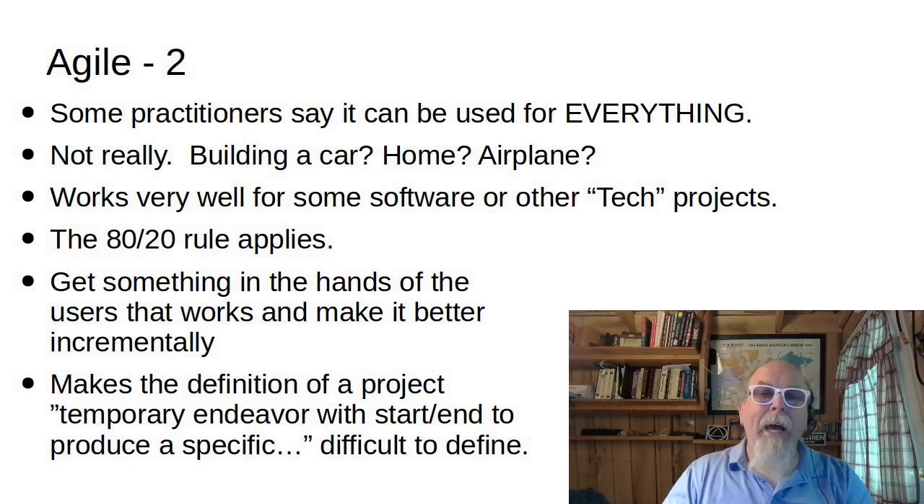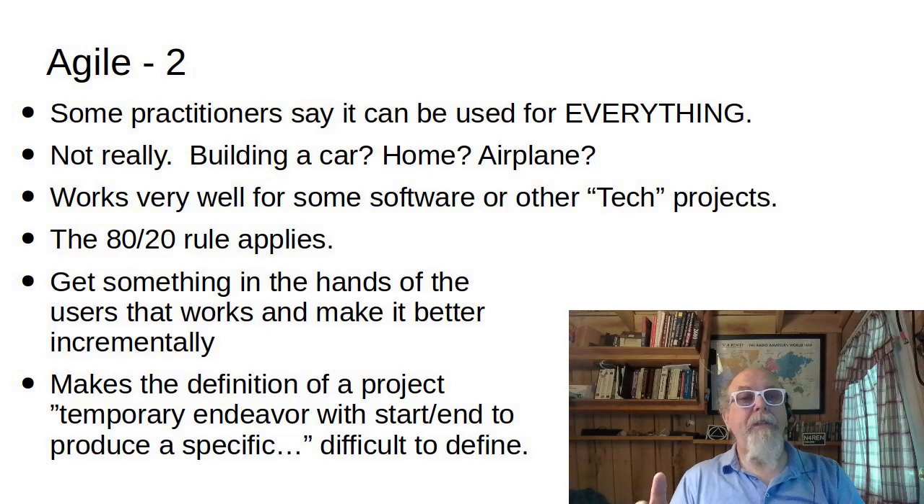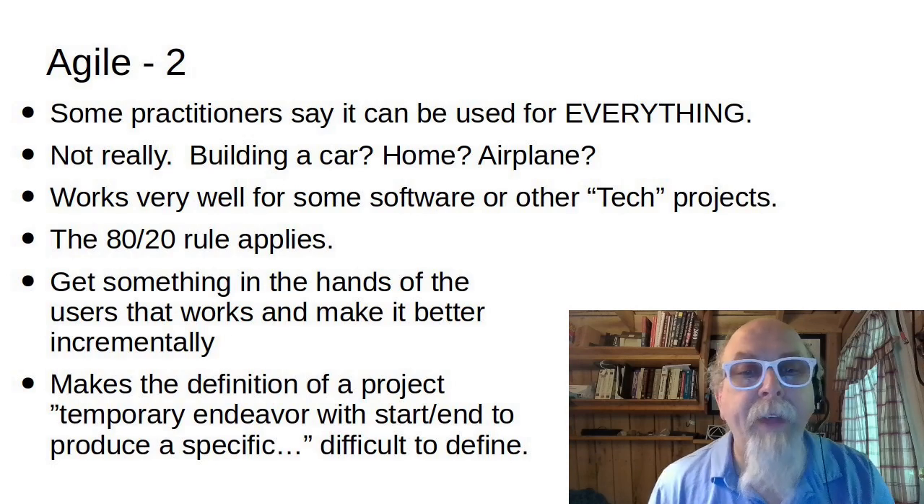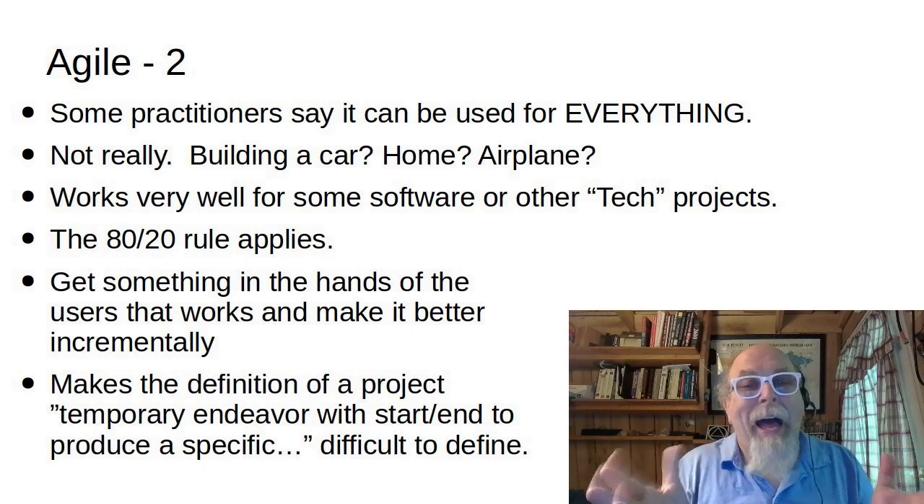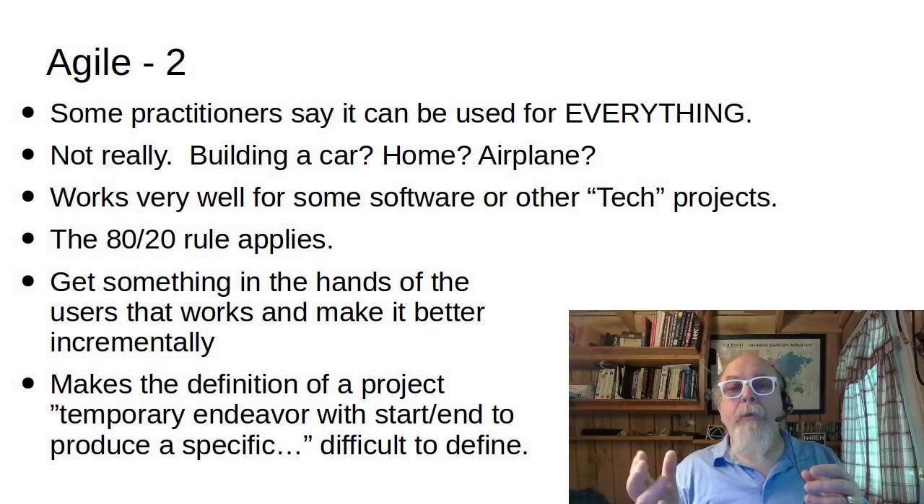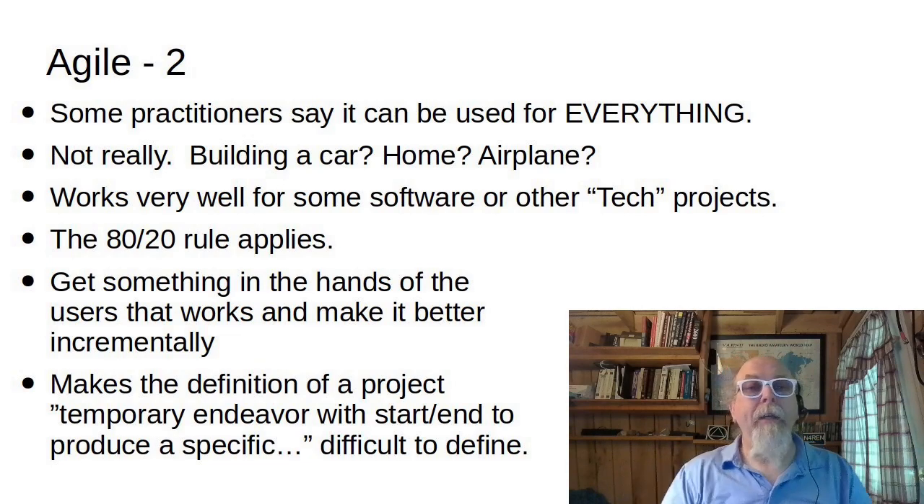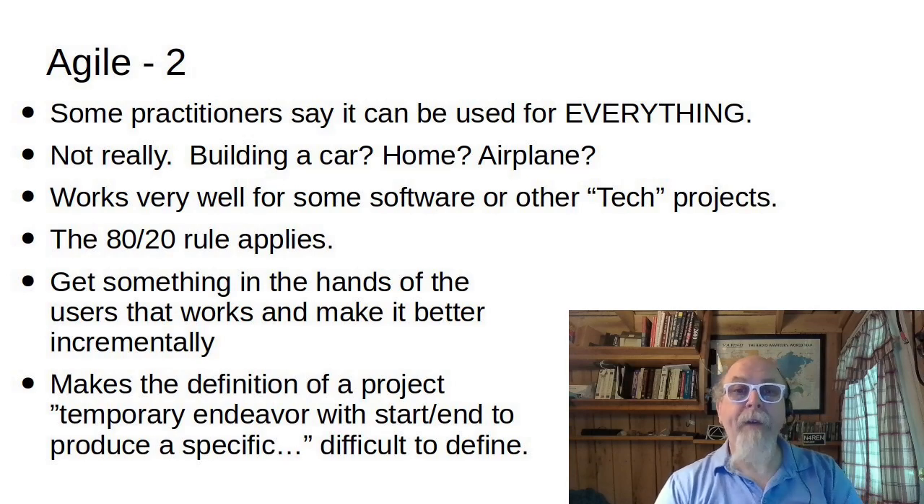This second slide on Agile kind of repeats some of the things I've already been saying, but some practitioners and some consultants and some software people and tech people will say that Agile is exactly what you want for everything. I don't buy it. There are times when Agile is great, there are times when it's not. You can't build a car, a home, an airplane, a building. You can't build a production line agilely. You really are going to have to sit down with the engineers and figure out what you're doing and build it more in a classical way.